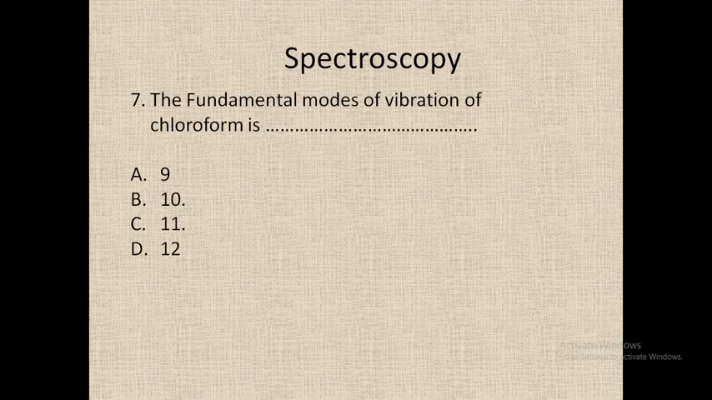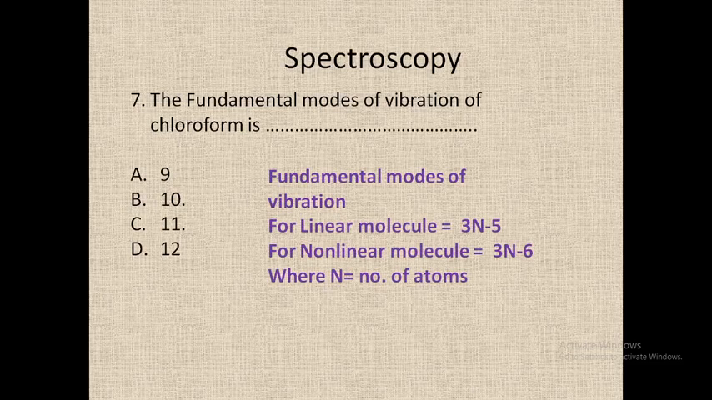The fundamental modes of vibration of chloroform is. How can we calculate that? Options are given: 9, 10, 11 and 12. What's the formula for fundamental modes of vibration? You should know the geometry of the molecule, whether it is linear or non-linear, nothing else. Fundamental modes of vibration for a linear molecule is 3n minus 5, and for a non-linear molecule it's 3n minus 6, where n is the number of atoms.